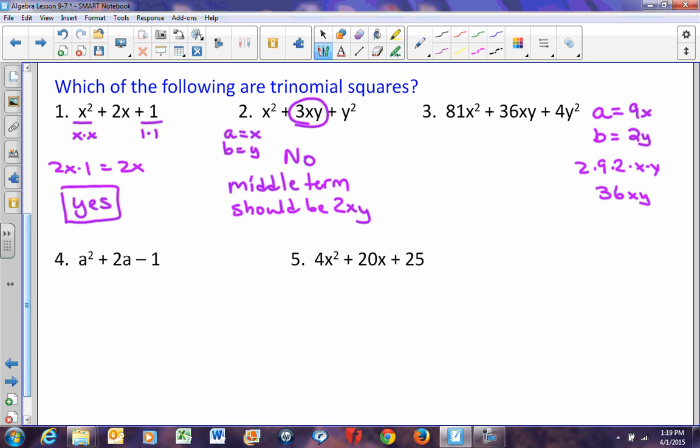Is my middle term 36xy? Yes, it is. So yes, this is a perfect square trinomial. It would factor to 9x plus 2y times 9x plus 2y very quickly.